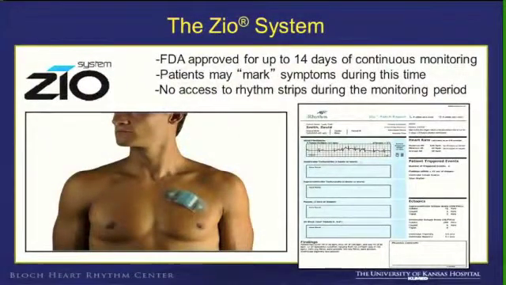I wanted to bring up some of the newer technology. This is, I think it's referred to as a Zio system. It's a patch that you can put in the left deltopectoral area.